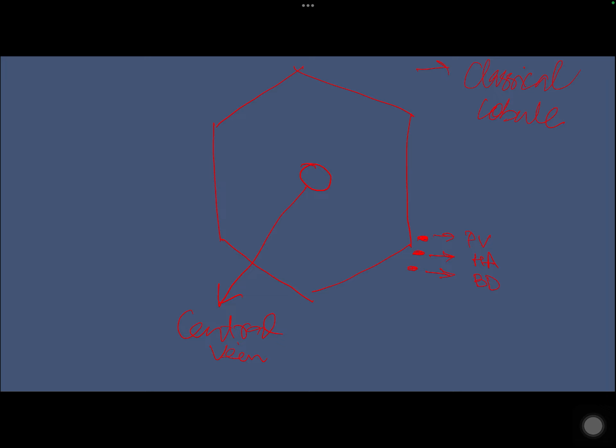From the central vein towards the periphery or towards the portal triad, a group of cells emerge or radiate from the center towards the portal triad. These cells are known as hepatocytes, and collectively they are known as hepatic plates or cords of hepatocytes.